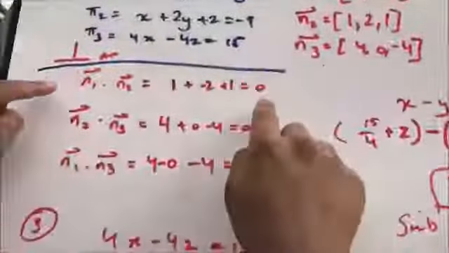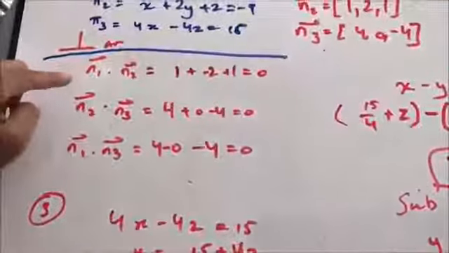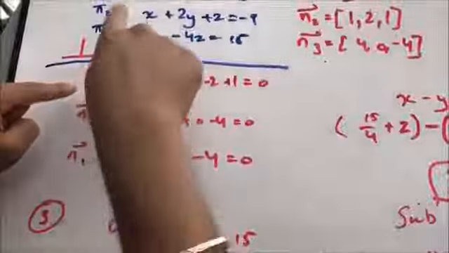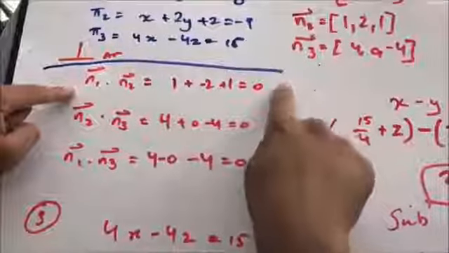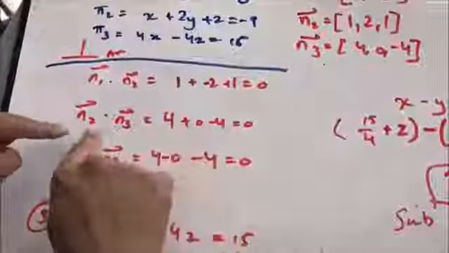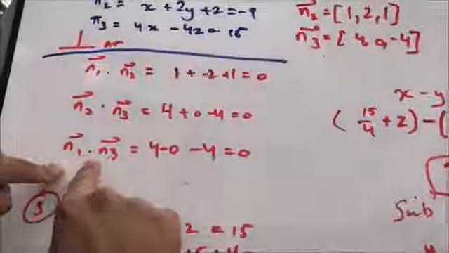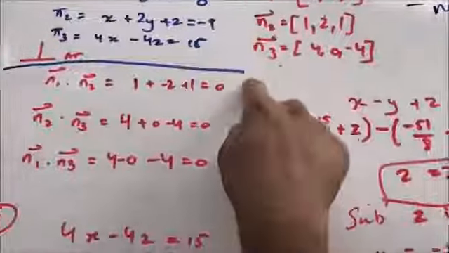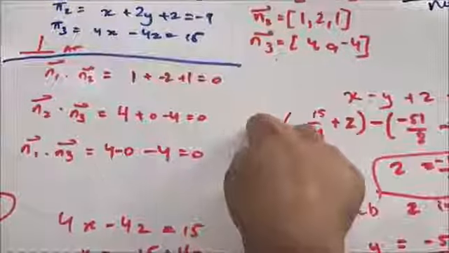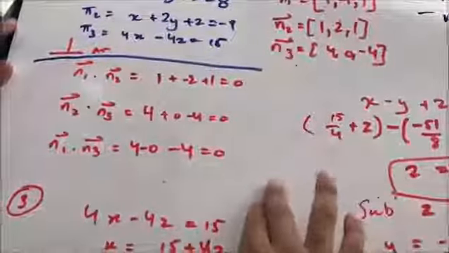So to prove if they're perpendicular, we check the dot product of the normals. For the dot product of the first plane and the second plane, we got 0, so we know that since cosine of 90 is 0, these are perpendicular. Similarly, the dot products of normals 2 and 3, and of normals 1 and 3, are 0. Since the dot product is 0 for each pair of planes, there's going to be a point of intersection, since all of them are perpendicular to each other.